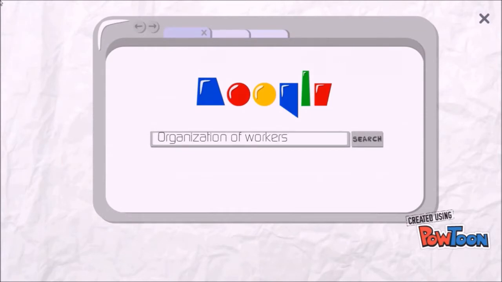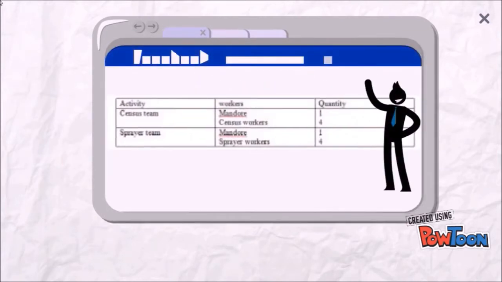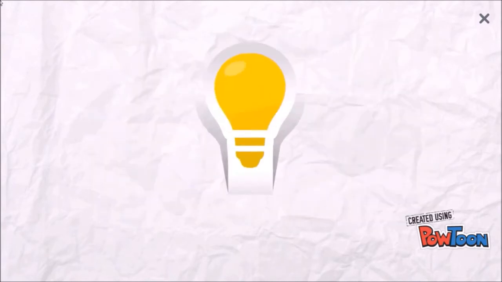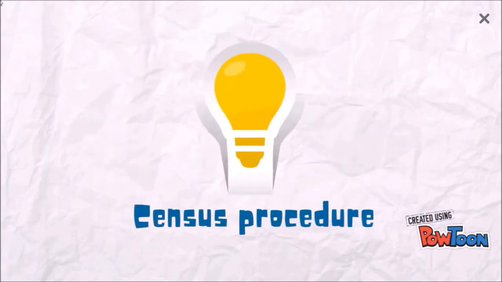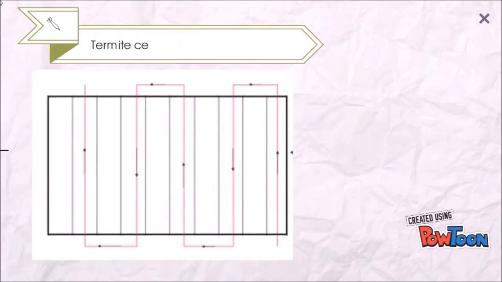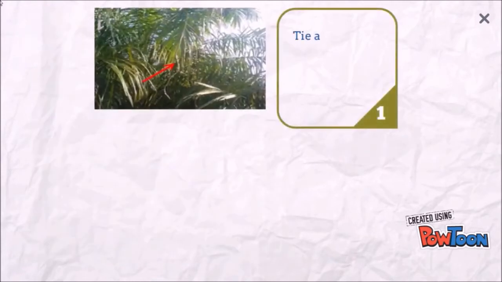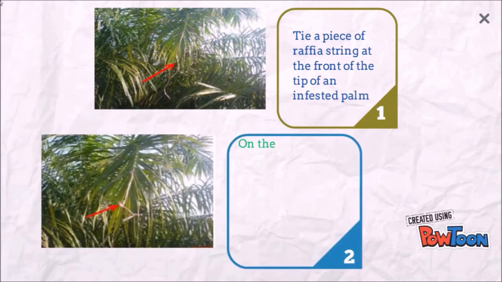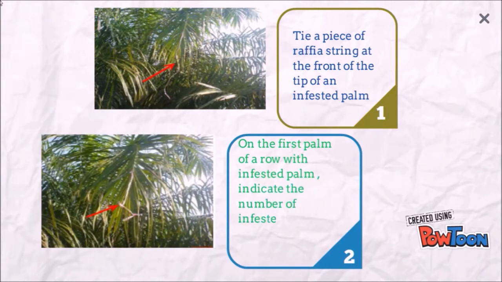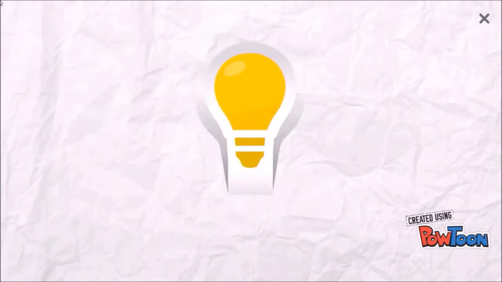Organization of workers. Census procedure: termite census 100% in all blocks. Tie a piece of raffia string at the front of the tip of an infested palm. On the first palm of a row with an infested palm, indicate the number of infested palms by the same number of knots.